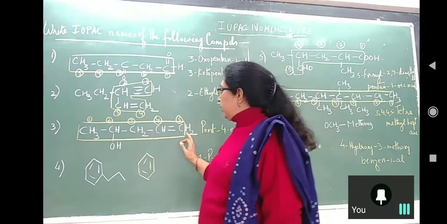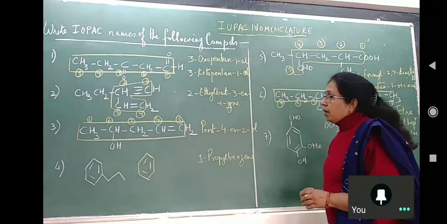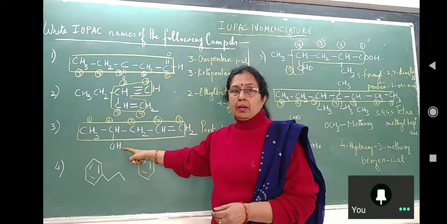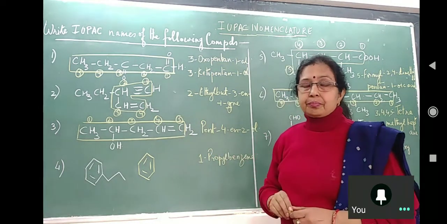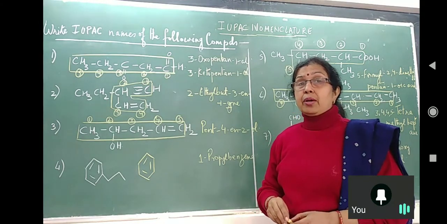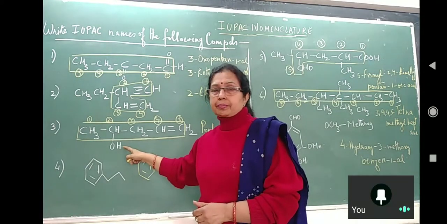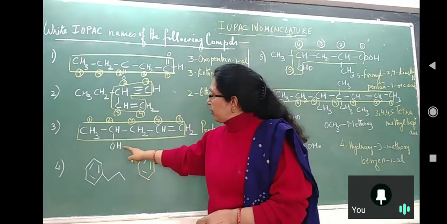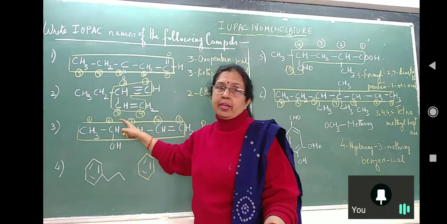Now again the third example, 1, 2, 3, 4, 5. What all is present over there? What is this? What is this? Which is more important? Priority order: this is more important, alcohol. It should form the ending word. Now numbering should be done in such a way that this gets the lowest number. So I have numbered from this end.